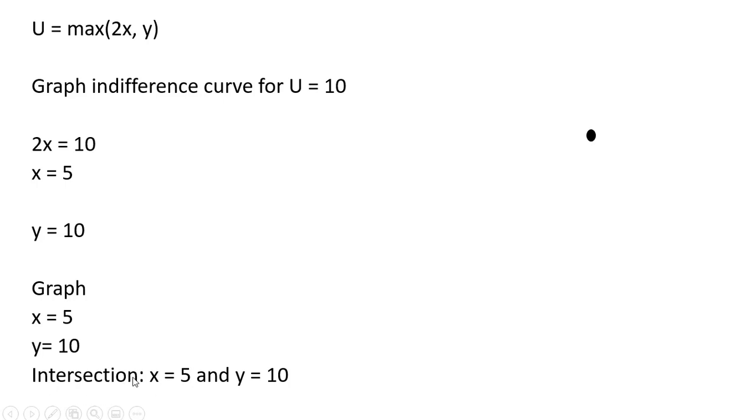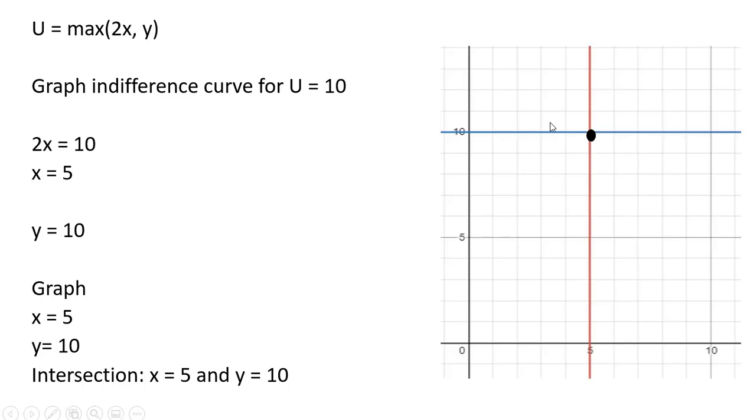And you'll note here that the intersection is just going to be 5 and 10, when x is 5 and y is 10. So this blue line here is when y is 10, and this red line here, this vertical red line, is when x equals 5. And this black dot indicates where these two curves intersect. The black lines highlight the actual shape of the indifference curve.